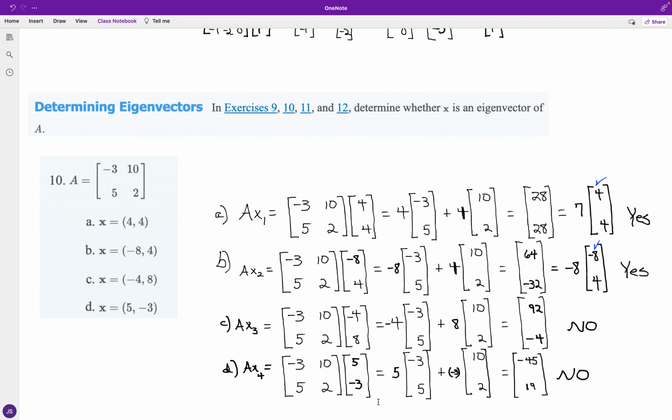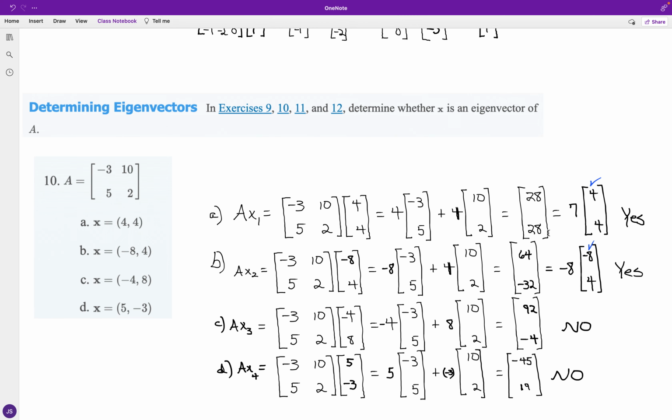Now, running a litmus test on whether given vectors are eigenvectors corresponding to a given coefficient matrix A. Let's say the coefficient matrix A is negative 3, 10, 5, and 2, and I'm testing 4 and 4. Looking at A times 4 and 4, once you follow through and arrive at the product, we have 28 and 28, which can be reduced in terms of 4, 4. In fact, we have the eigenvalue 7, while the eigenvector is 4 and 4. Since we have a perfect match, the answer to this is yes.